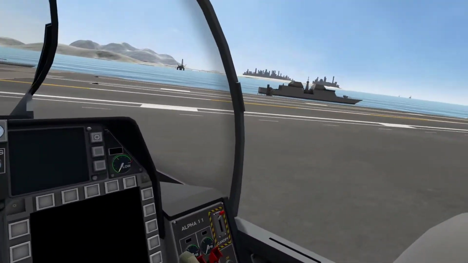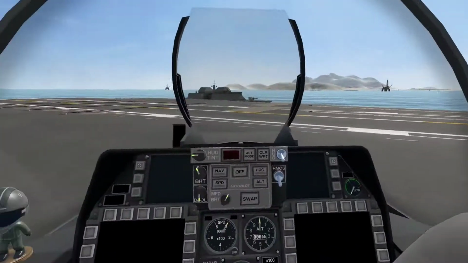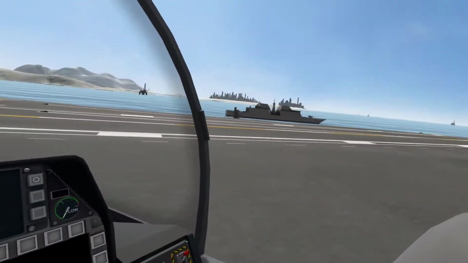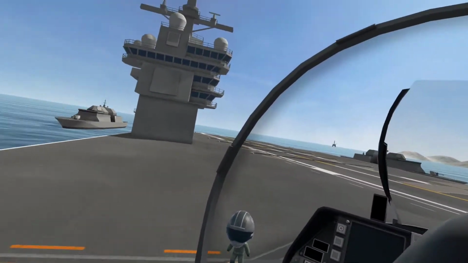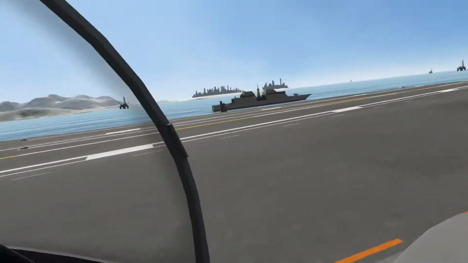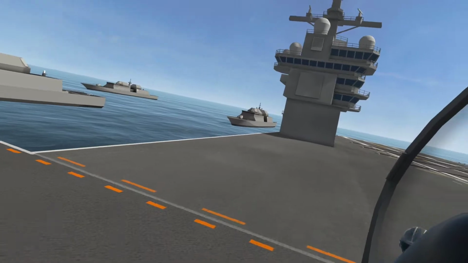Today I'll be showing you a basic tutorial on how to take off and land from an aircraft carrier. There's been a lot of questions on how to do it. Most people try case one and fail on the first go. So I'll just give you a simple tutorial on how to set up a basic approach and landing on a carrier.